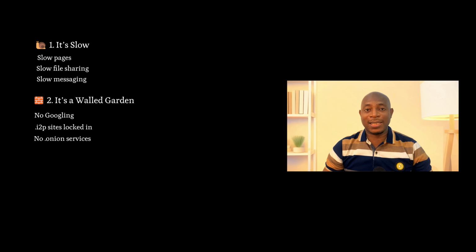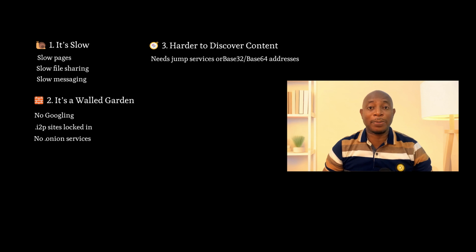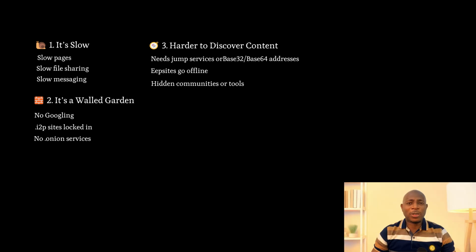Limitation number three is that it's harder to discover content. So there is no central index or search engine that just works great. You often need to use jump services or paste base32 or base64 addresses manually. Some I2P sites go offline and disappear completely. And discovering new communities or tools isn't always straightforward. It's almost like the early days of the web where it was almost impossible to find what you really need.